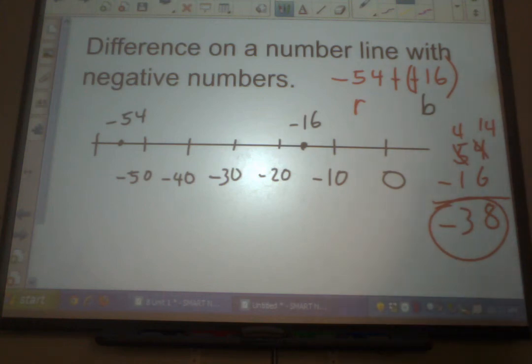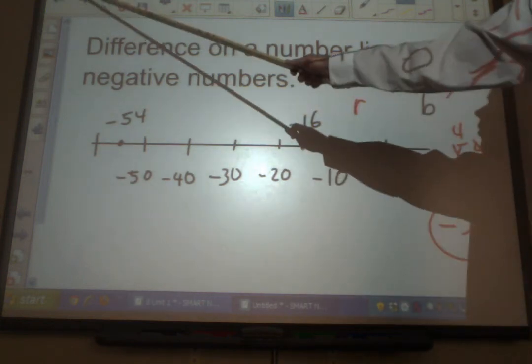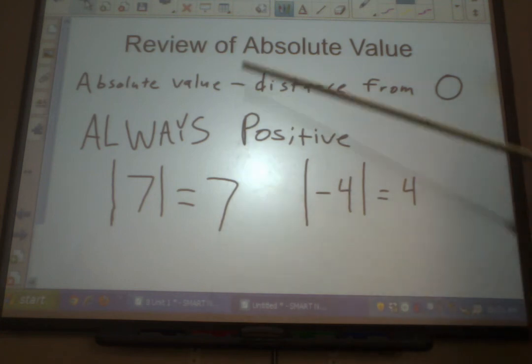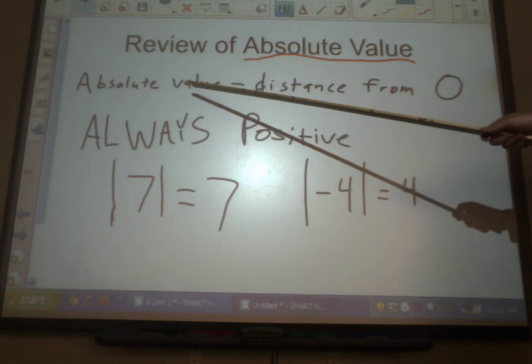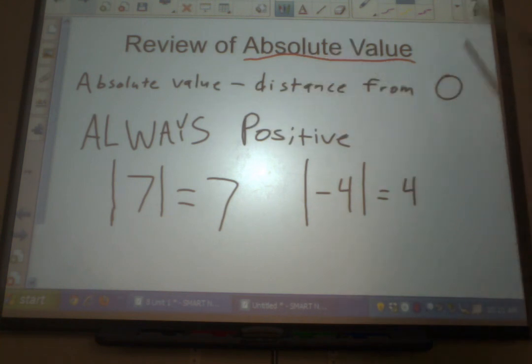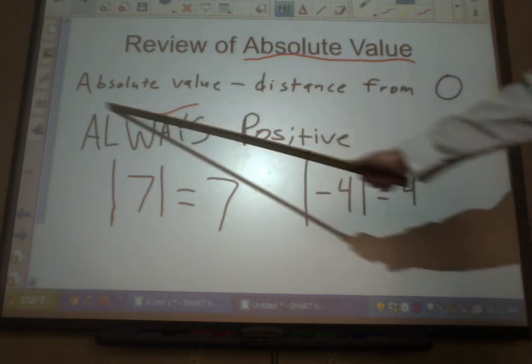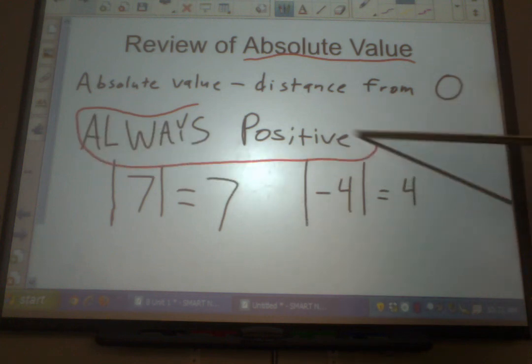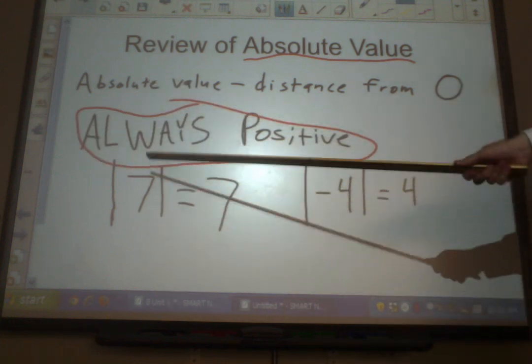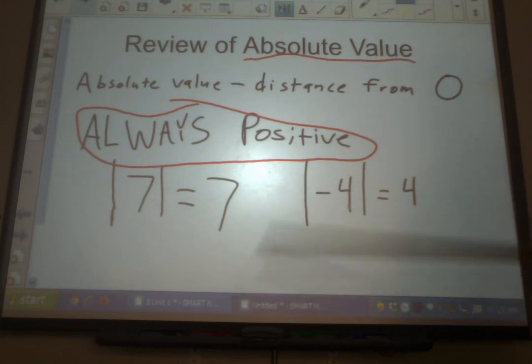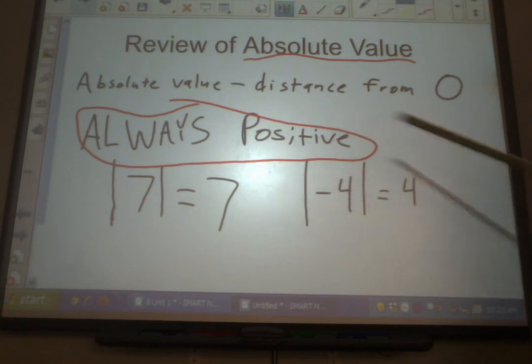Okay? Only one problem. Distance is never a negative number. Never, never, never. Okay? So we need to examine one more idea here, but it's a concept we've already learned and are familiar with. It's absolute value. Absolute value, as we remember, is just the distance of a number from 0. It is always positive. And remember, it is written like this. We've got absolute value of 7 equals 7. Absolute value of negative 4 is 4. So positive no matter what.